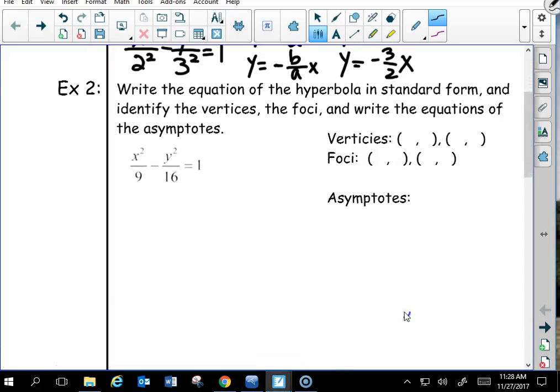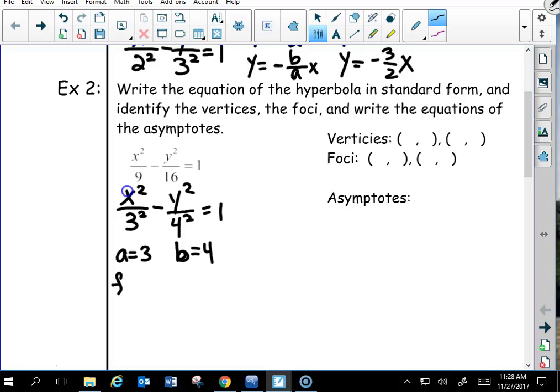All right, write the equation of the hyperbola in standard form, identify the vertices, the foci, and write the equations of the asymptotes. Okay, so let's start out with x squared over 3 squared minus y squared over 4 squared. So a is always the number underneath the first fraction. So a is 3, b is 4. And by the way, my foci are found pretty much the same way as last time, but c is going to be the square root of a squared plus b squared. So we just add the a and b and take the square root.